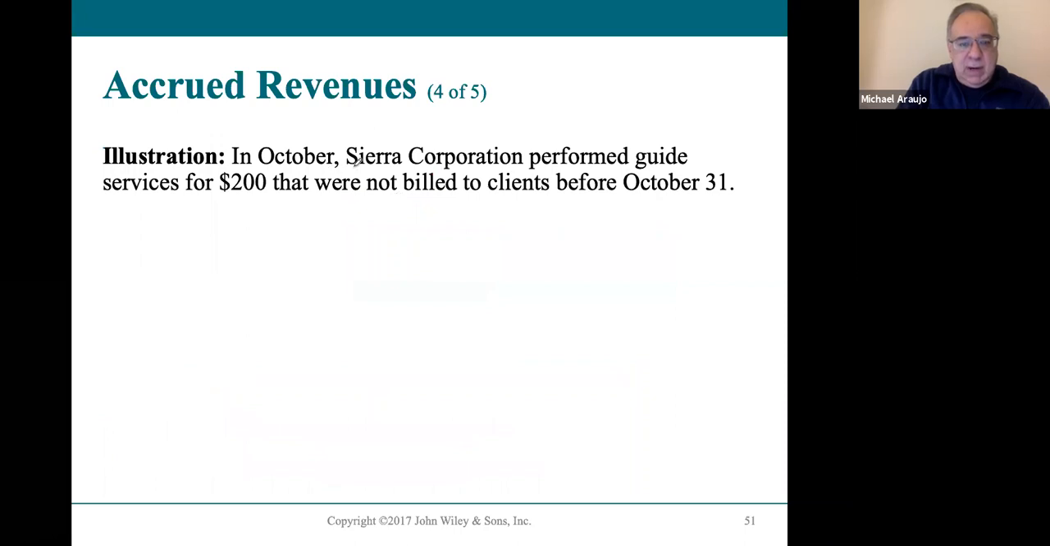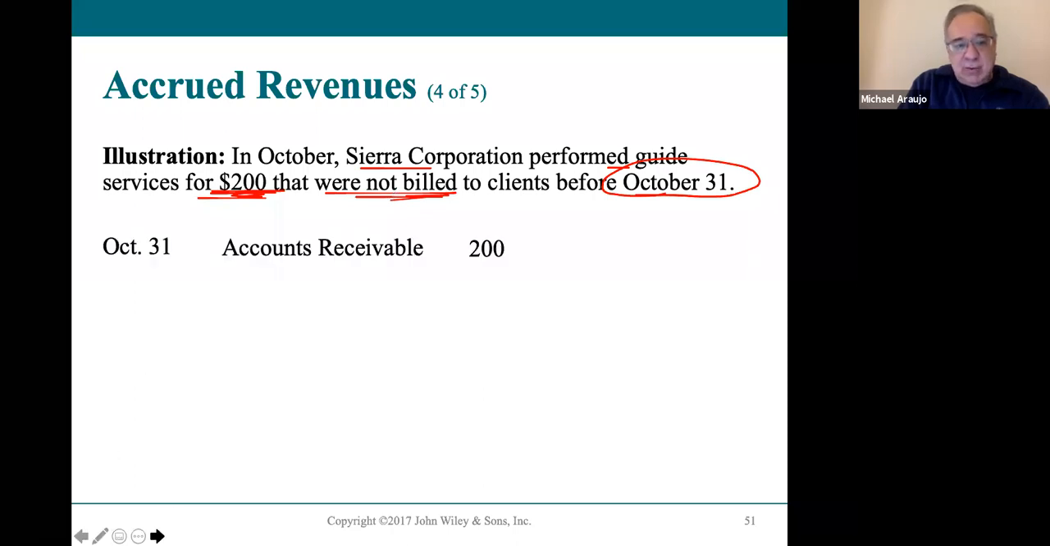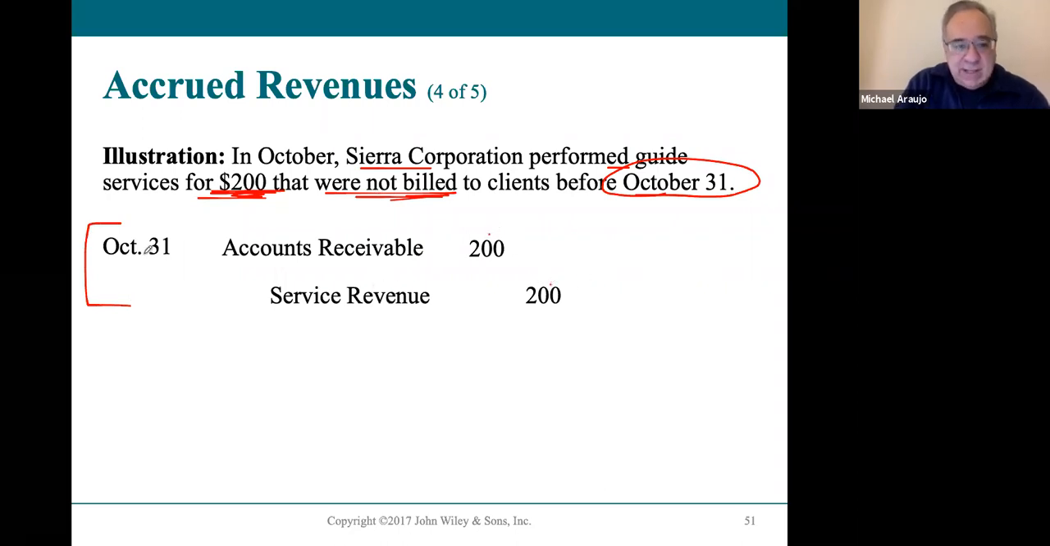And here we go. October, Sierra Corporation performed, so it already did the work, performed guided services for $200 that were not billed before October 31st. So on October 31st, they need to adjust to make sure that this $200 is part of their revenue. And also bill the client, which means they're an accounts receivable. So the adjusting entry would simply be a debit to accounts receivable for 200 and a credit to service revenue for 200. That fixes that.